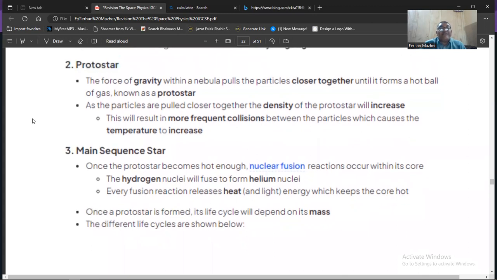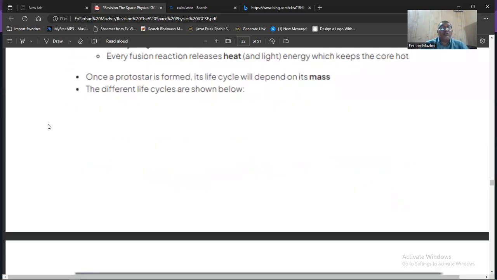Main sequence star: once the protostar becomes hot enough, a nuclear fusion reaction occurs within its core. The hydrogen nuclei will fuse to form helium nuclei. Every fusion reaction releases heat and light energy, which keeps the core hot. Once a protostar is formed, its life cycle will depend on its mass. The different life cycles are shown below.